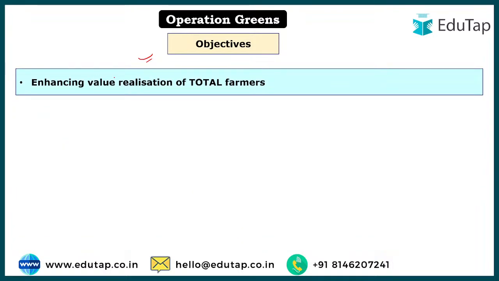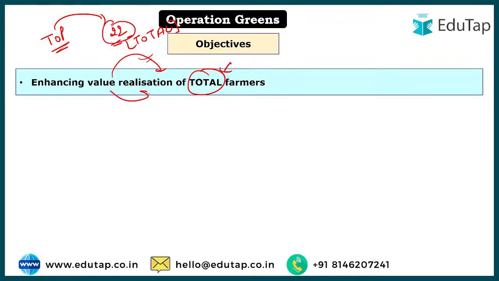All right, talking about the objectives, now everything is clear, you have understood the basics. The first objective: enhancing value realization of TOTAL farmers. Now what is this TOTAL? See, initially this scheme was for just TOP: tomato, onion, potato. Then it was extended to 22 crops, and the name changed from TOP to TOTAL, because it now includes maximum, not all, but most of the perishable fruits and vegetable crops. So that is why it has been written TOTAL farmers, and TOTAL is in capital, because it includes all the 22 perishable crops.